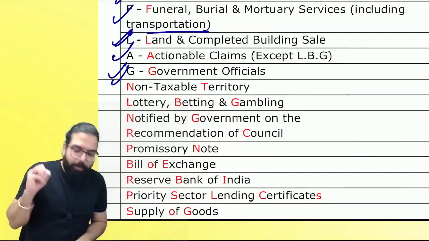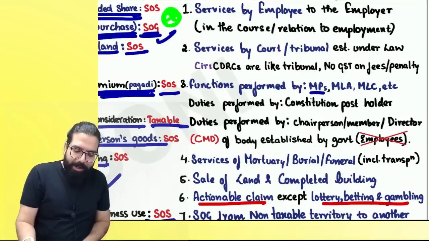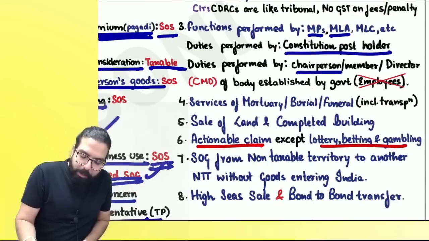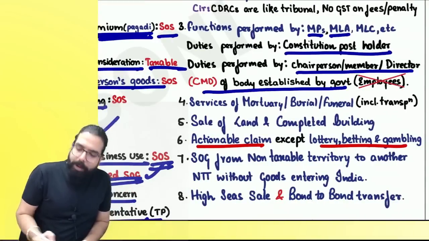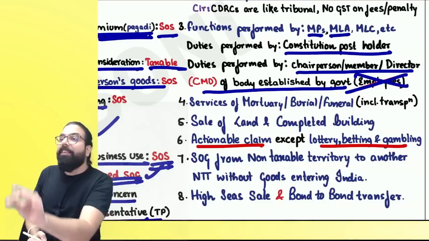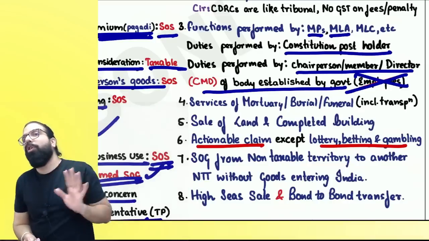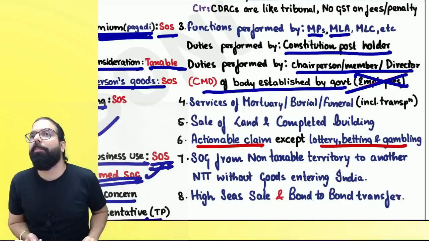The next one over here is government. Government officials' services like MP, MLA, constitutional post holder, anyone who is a chairman, member, or director of a body established by the government, where he is not an employee but a chairman, member, or director of a government body, then his services to the government body are also neither supply of goods nor supply of service.